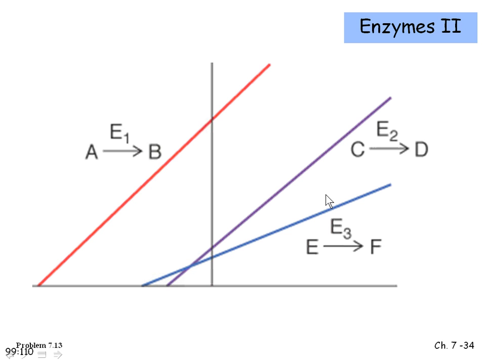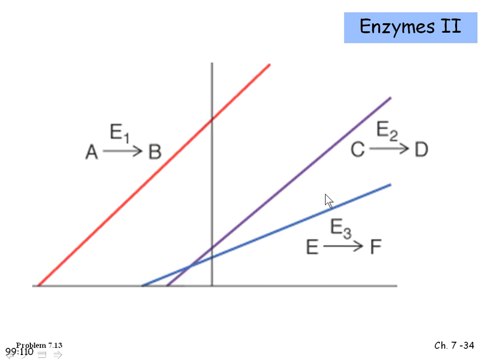Okay? Do you remember back when we were looking at the way of representing enzyme activity in a different way? Okay? So which of these then would have the greatest affinity? E2? And do you want to explain your answer?